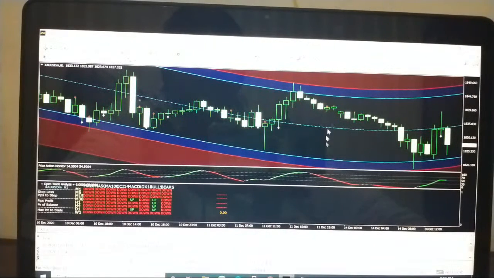So guys, if you look at gold, what do you think? What's going on here? Look, it's below the middle dotted line. We have a middle dotted line here, and still the market is below the middle dotted line. It was unable to close above that.